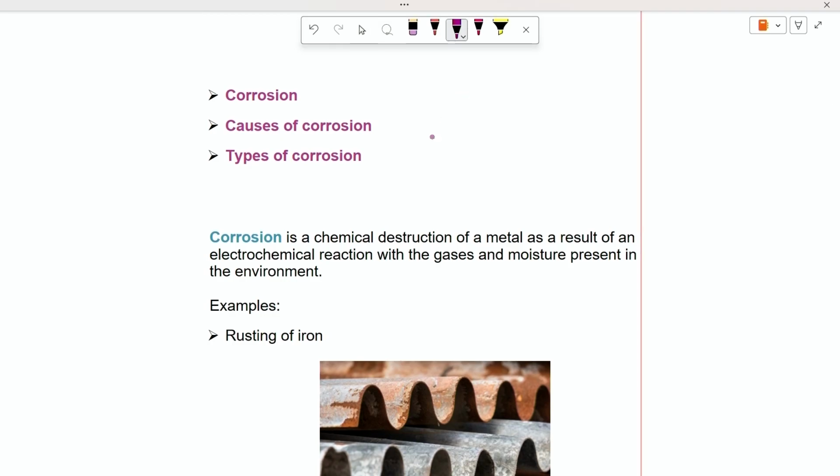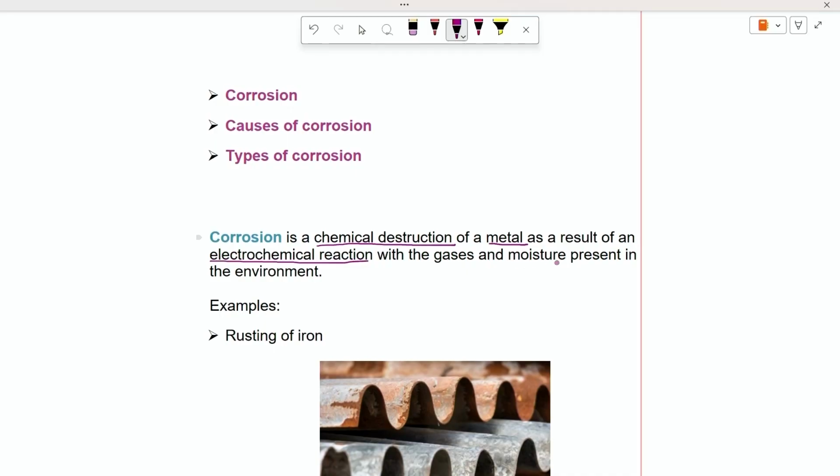Corrosion is a chemical destruction of a metal. Metal is getting destroyed as a result of an electrochemical reaction. It is an electrochemical reaction where there will be oxidation and reduction processes with gases and moisture present in the environment. So, it is a chemical destruction of a metal due to certain electrochemical reactions in the presence of gases and moisture in the environment.